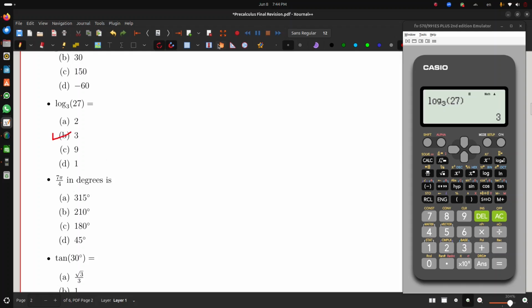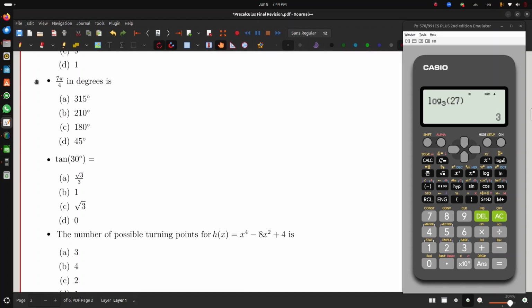The next one, 7 pi over 4 in degrees. All you need to do is replace pi with 180, so it will be 7 times 180 over 4. So it will be 7 multiplied by 180 divided by 4, and so the answer will be 315. Okay, next one, tan 30. You can use your calculator, so it will be root 3 over 3.